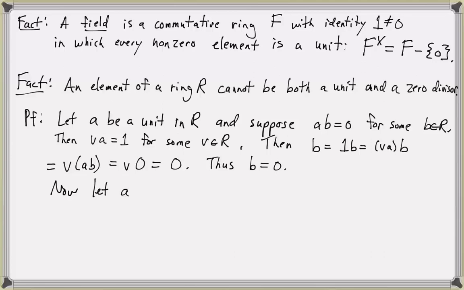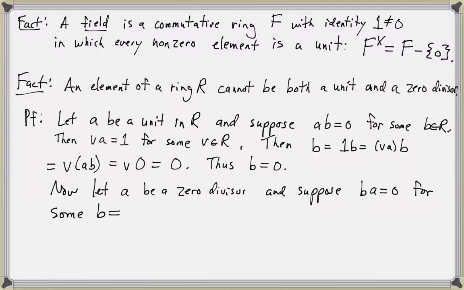Now, let A be a zero divisor, and let's suppose that BA equals 0 for some non-zero element B. Now let's suppose that we have A times V equals 1 for some element V in R.